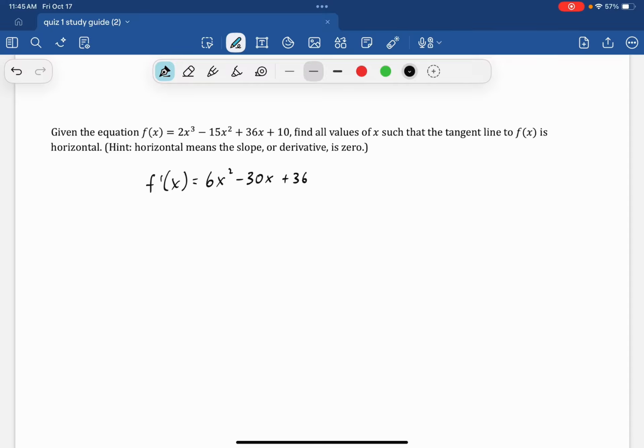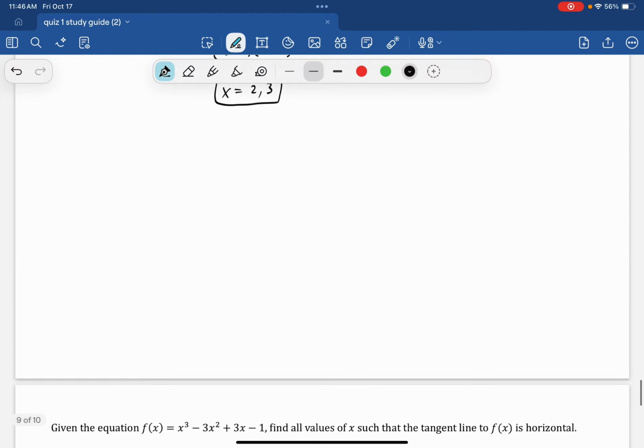is equal to 0. So we're going to set this equal to 0. I won't write it again. Equal to 0. So to help me factor, I'm going to first divide everything by 6, because they all share that factor. So x squared minus 5x plus 6 equals 0. And that I know how to factor, don't I? It's x minus 3 times x minus 2. And so the answer is x equals 2 or 3. So those are the possible values of x such that the tangent line to the original function is horizontal.